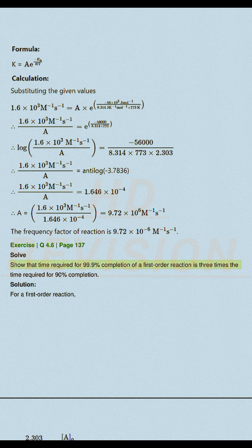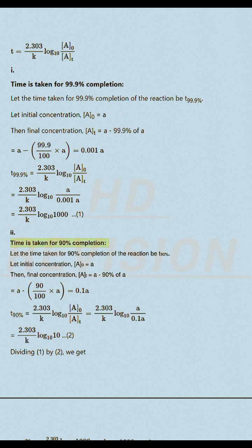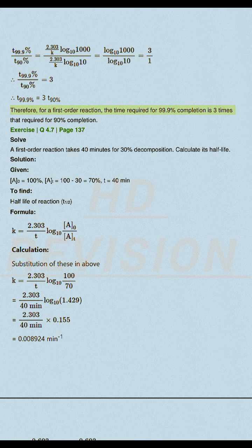Exercise Q 4.6, page 137. Solve. Show that the time required for 99.9% completion of a first-order reaction is 3 times the time required for 90% completion. Solution. For a first-order reaction, t equals 2.303 over k times log of [A]0 over [A]t. Time taken for 90% completion: let it be t90%. Let the initial concentration, [A]0 equals a. Then the final concentration, [A]t equals a minus 90% of a. Therefore, for a first-order reaction, the time required for 99.9% completion is 3 times that required for 90% completion.